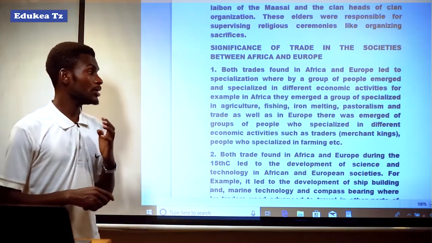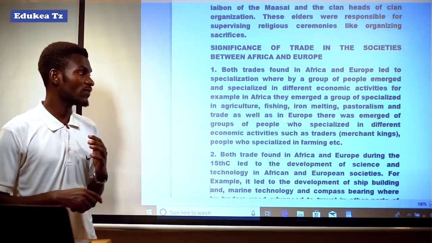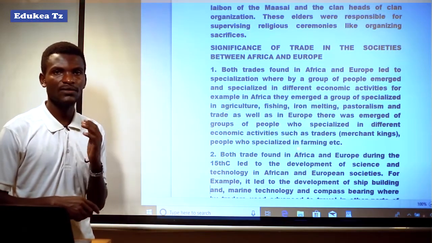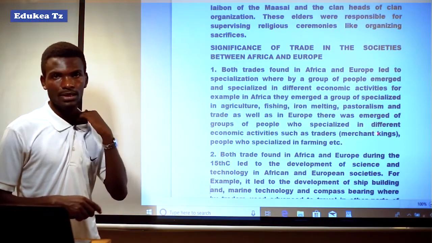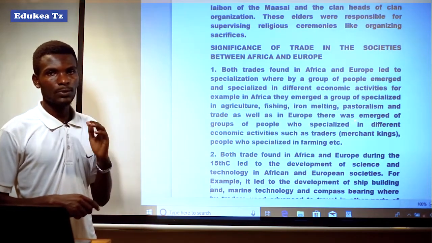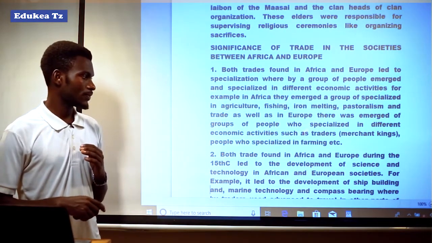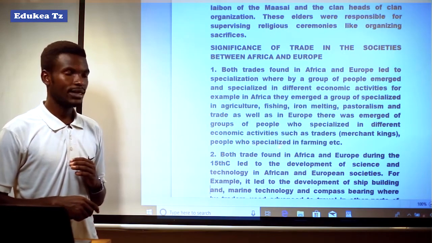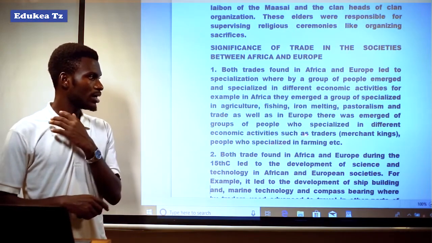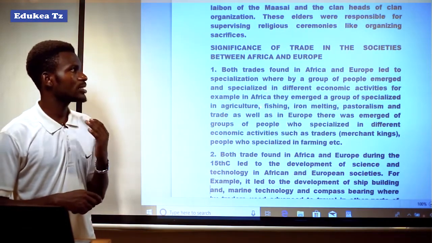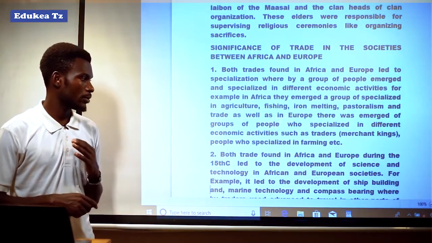And the same in Europe, there was emergence of specialized groups who specialized in different economic activities, like trade, like merchant kings, the kings who supported their people to participate in overseas trades, and the people who specialized in farming. So this was another significance of trade activities in Africa and Europe.